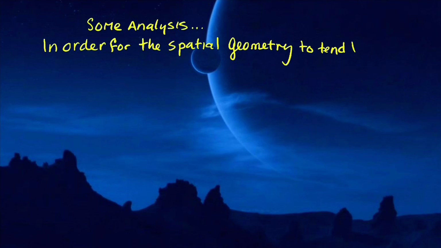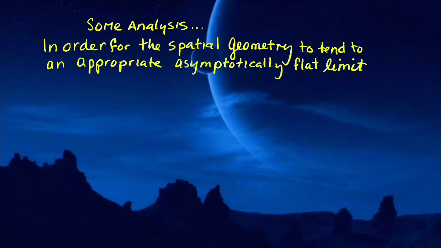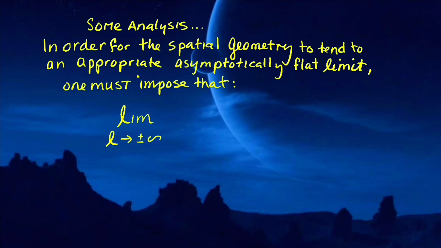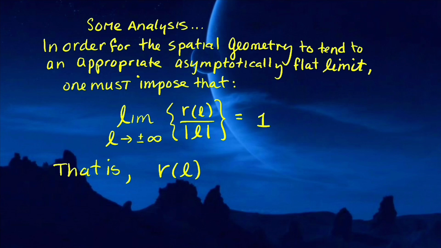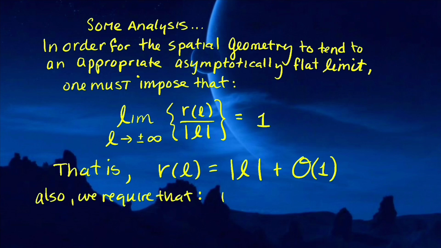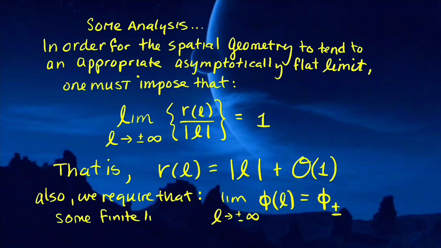In order for the spatial geometry to tend to an appropriate asymptotically flat limit, one must impose that the limit as L goes to plus or minus infinity of r over the absolute value of L must go to 1. We also require that the redshift function as L goes to positive or negative infinity is finite.